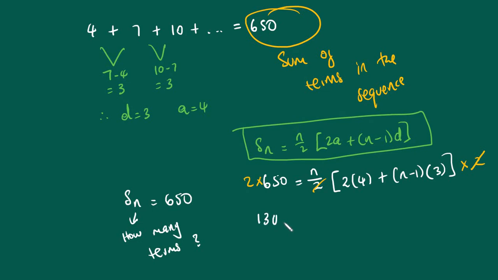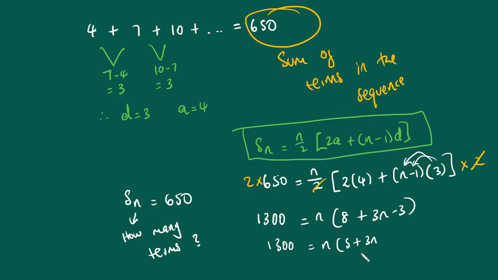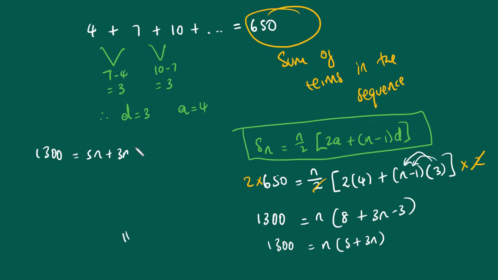1300, right? Then we are left with n. Inside, 2 times 4 is 8. 3 times n is 3n. 3 times negative 1 is negative 3. So you're going to have 1300 is equal to n into 8 minus 3 is 5, so you have 5 plus 3n. So now you can say 1300 is equal to 5n plus 3n squared. So I multiplied the n inside there.